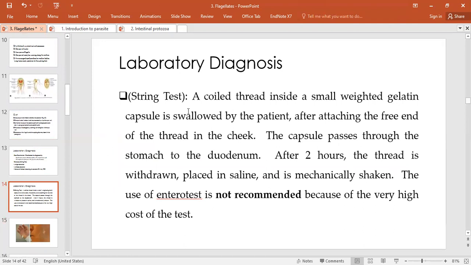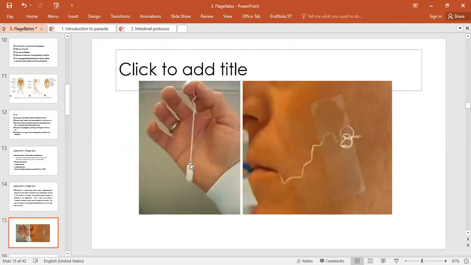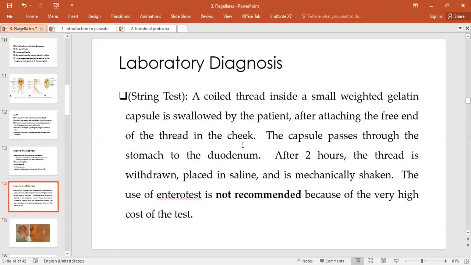So the string test is a thread coiled inside a capsule. The capsule is weighted. The thread is attached to the cheek and then the capsule is swallowed. The capsule passes through the stomach to the duodenum. After 2 hours, the thread is withdrawn, placed in saline, and is mechanically shaken.